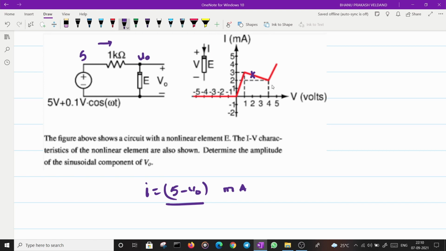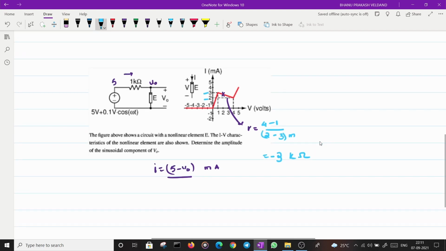The curve is already linear. This resistance is nothing but delta V divided by delta I. So this resistance is nothing but change in voltage by change in current. Change in voltage is 4 minus 1, divided by change in current, which is, when it's 4 it's 2 minus 3 milliamps, so it's 3 kilo ohms with a negative sign.